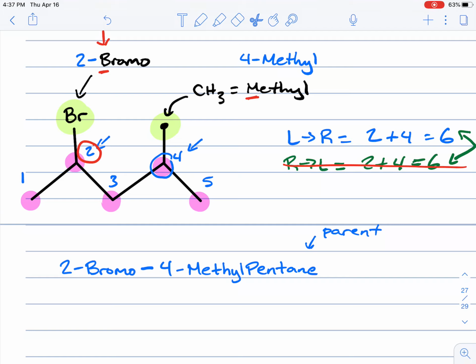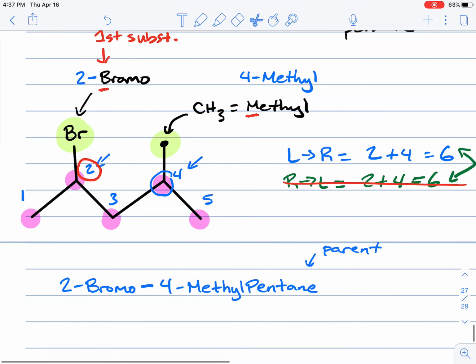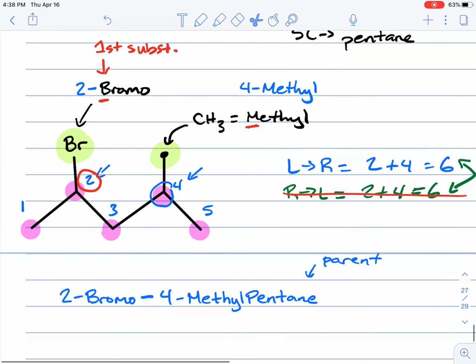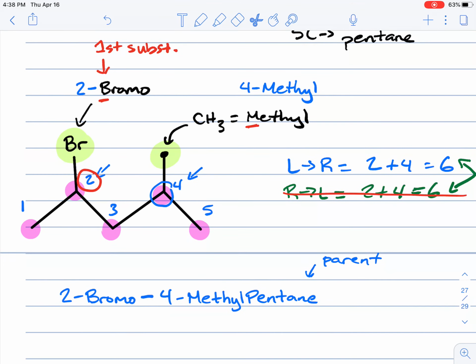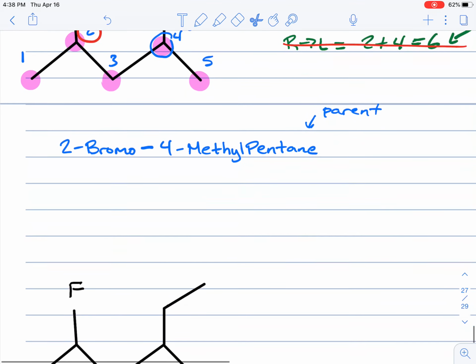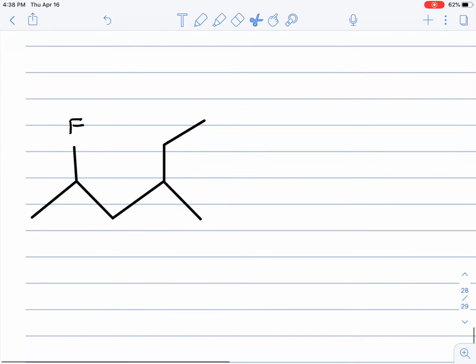It's nothing new. There's nothing that we've changed in the way that we name this organic compound. We're just adding in a new substituent, in this case, bromo. And the reason bromo gets the lowest number is because the first letter starts with a B. All right, so let's go ahead and look at the next example.